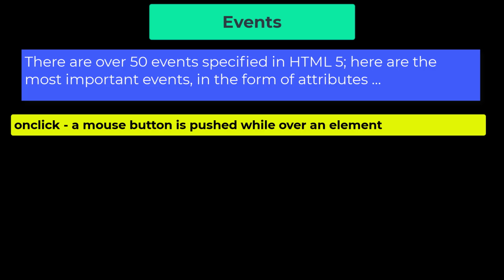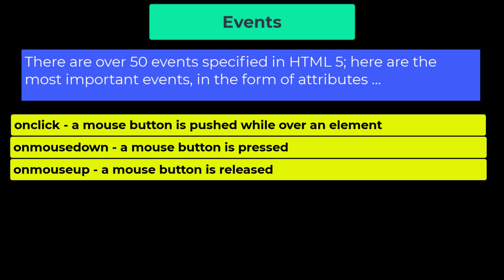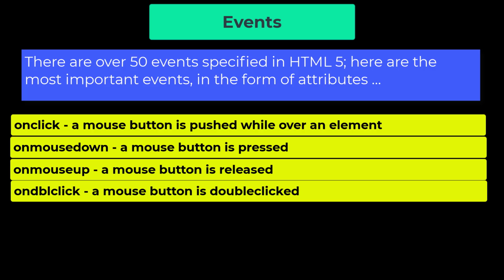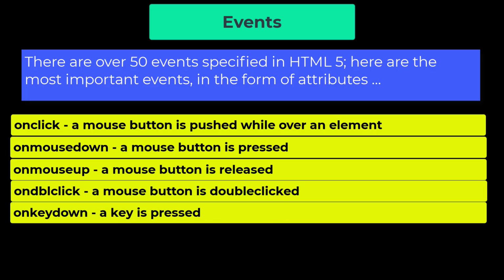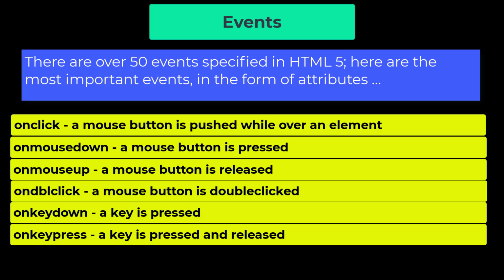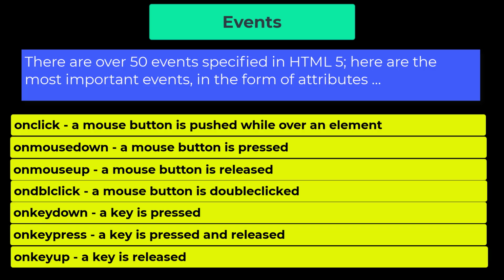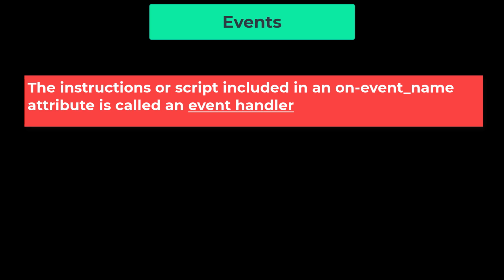An element has an on-click event if a mouse button is pushed while the cursor is over the element. The on-mouse down and on-mouse up events take the on-click event and break it into two separate events, which you can process. On double-click is an event that you can catch. On key down, on key press, on key up all have to do with events related to keyboard entry. The instructions or script included in an on-event name attribute is called an event handler.